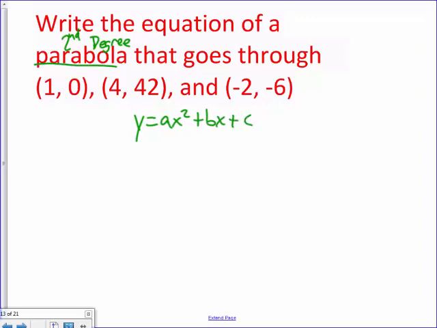So we need to write an equation for this. So I need to know what the a is, the b is, and the c is. So we should be getting used to this. You're solving for 3 variables. How many equations do you need? 3 equations. So plug in a point into your equation. Then what do you get?